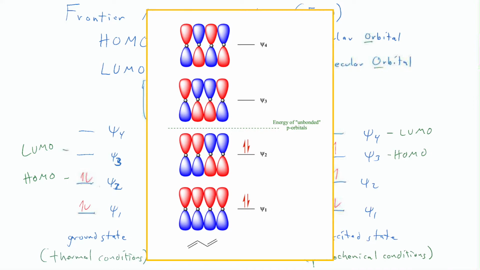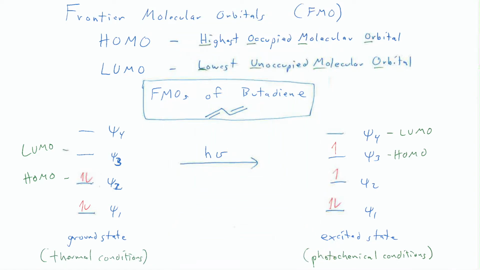Now, butadiene, of course, has 4 pi electrons. And if we populate our molecular orbitals with those 4 electrons, we would place 2 into psi1 and 2 into psi2. That means that the highest occupied molecular orbital is going to be psi2, and the lowest unoccupied molecular orbital is going to be psi3.